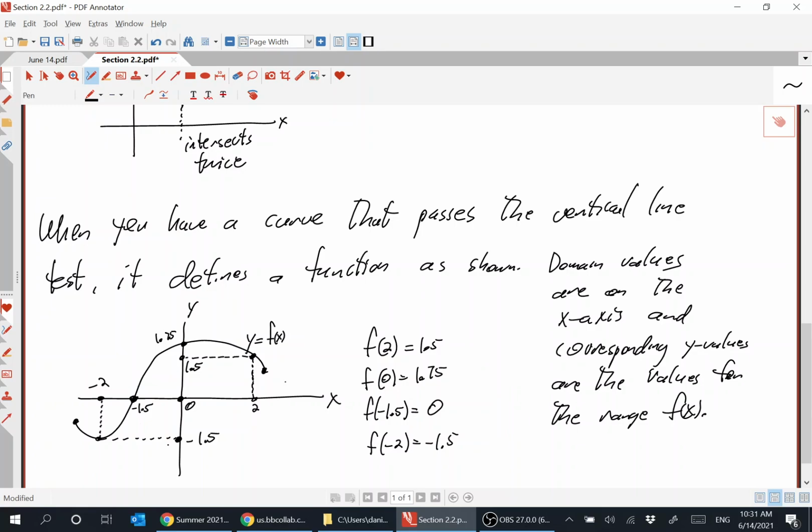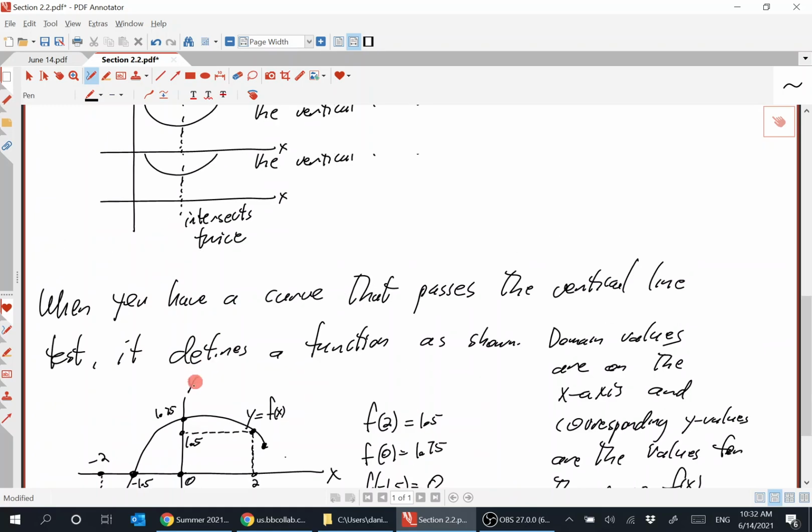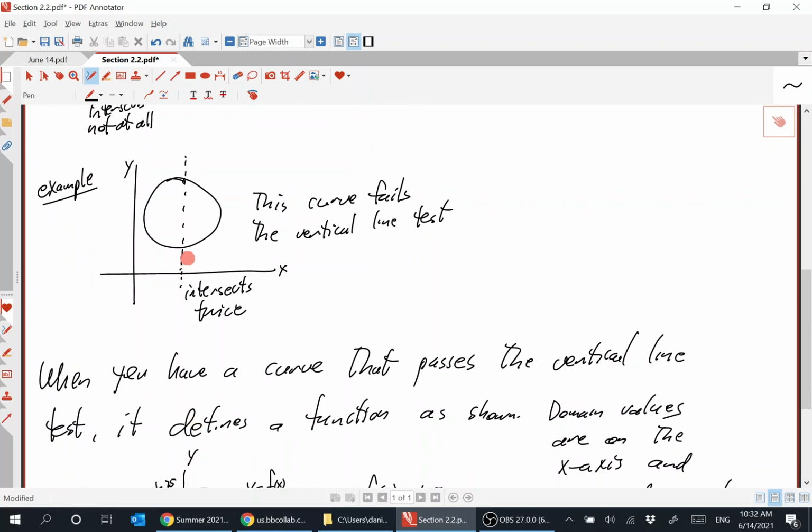Okay, and you need that the curve passes the vertical line test to do that, because for the way a function is defined, every domain value gives you one range value. When you don't pass the vertical line test, you can't do that. I mean, if this is x equal to 1, well, which y value do I use? This one or this one? Domain value x equal to 1, range value y equal to this or y equal to that.